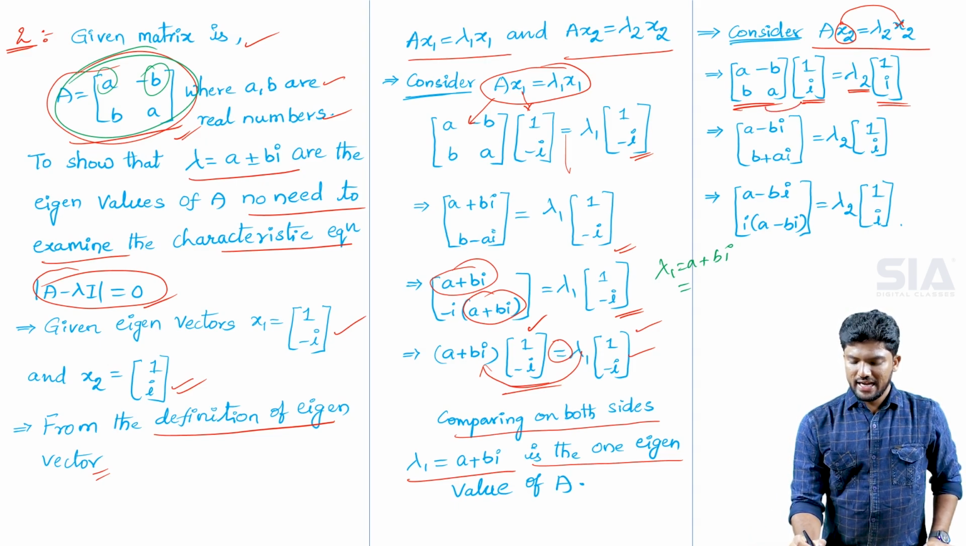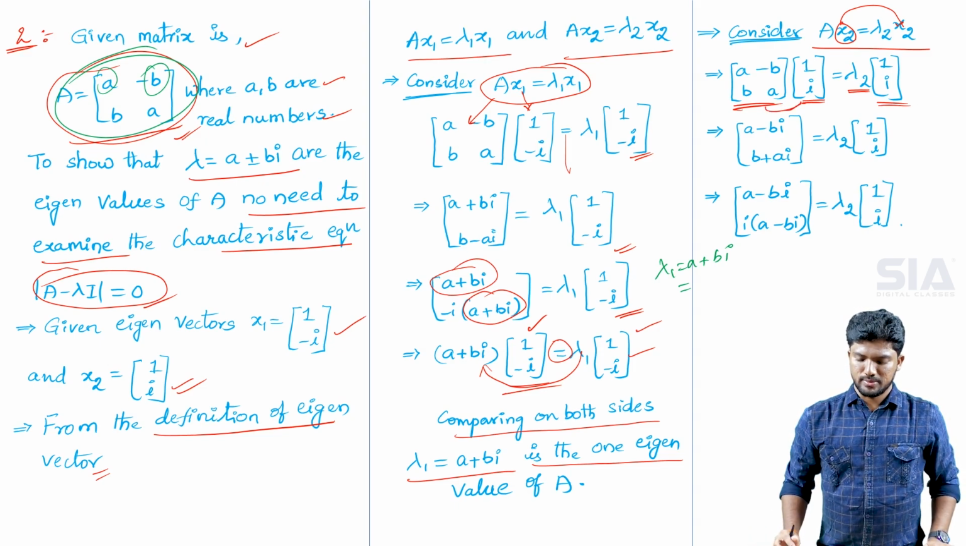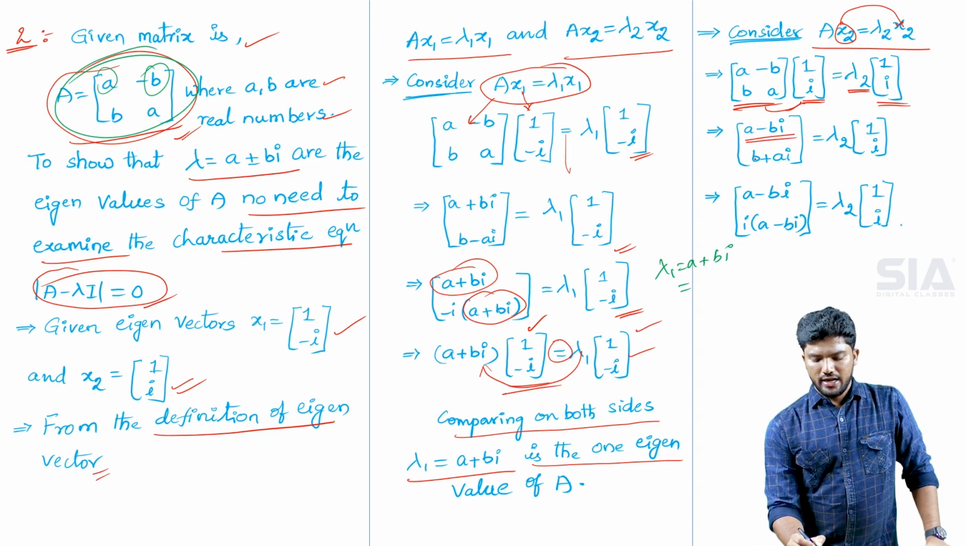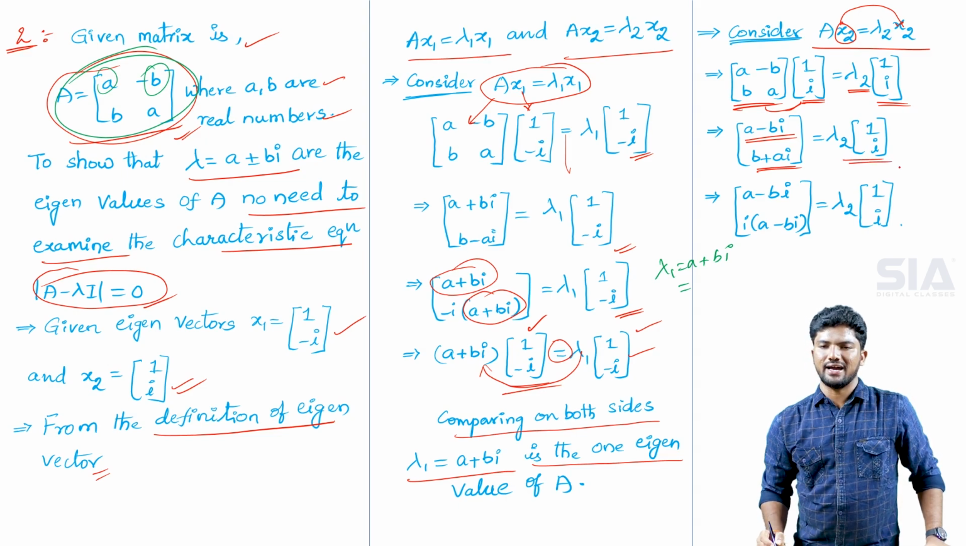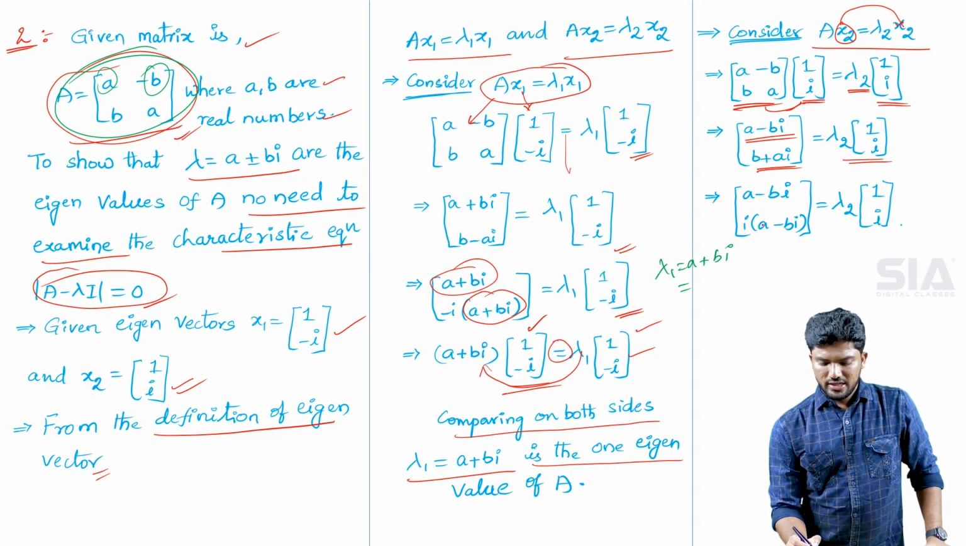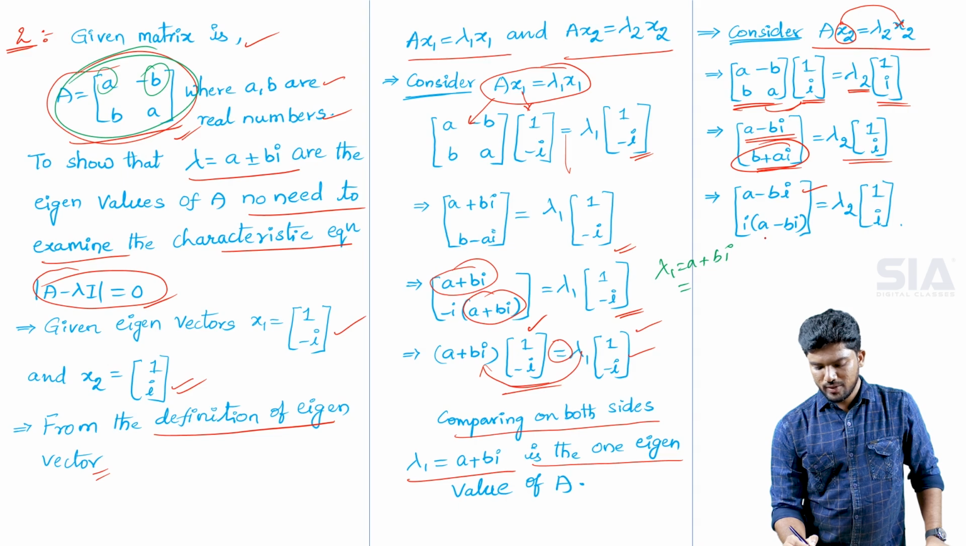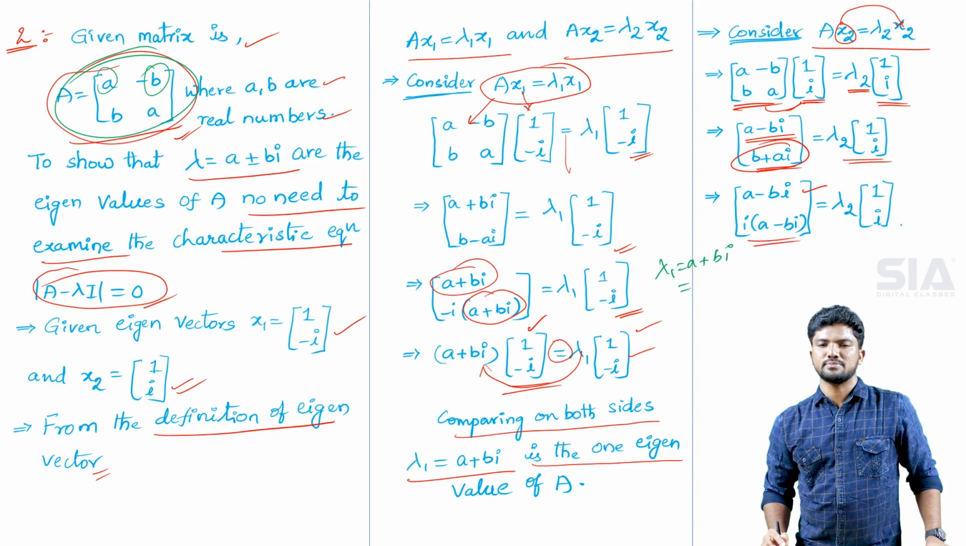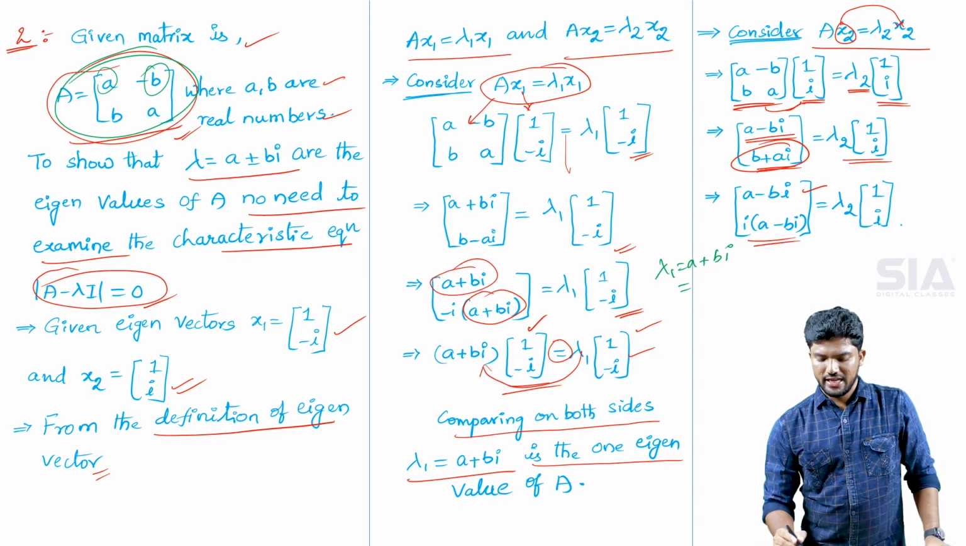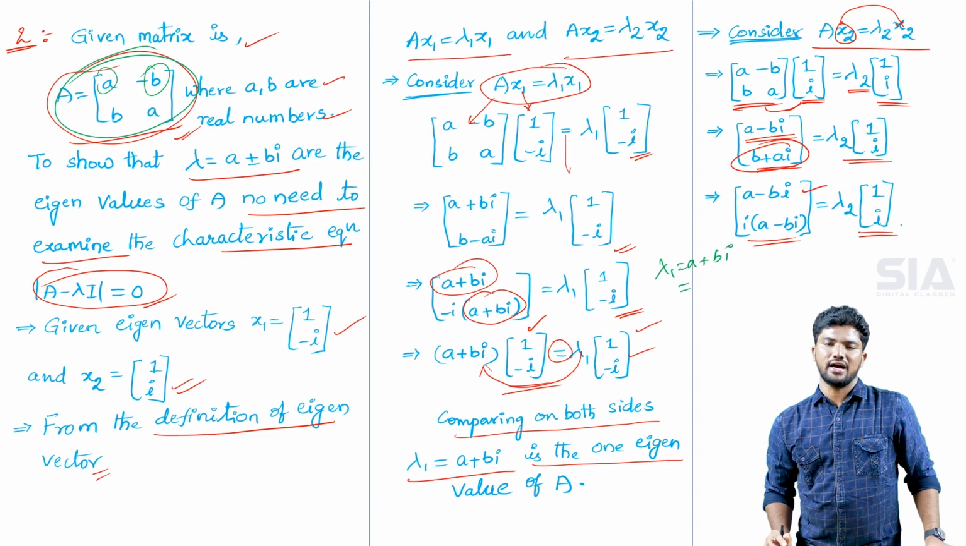So in the LHS you can multiply both vectors. Then you will get one column matrix, a minus bi and b plus ai, equal to lambda 2 into 1 i. In the LHS only, in the second row you can take small i common. The first row will be as it is, a minus bi. In the second row, if you take small i common, then you will get in this format, small i into a minus bi, equal to lambda 2 into 1 i.